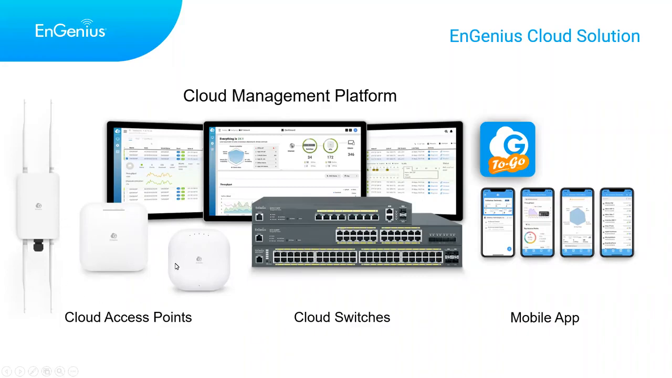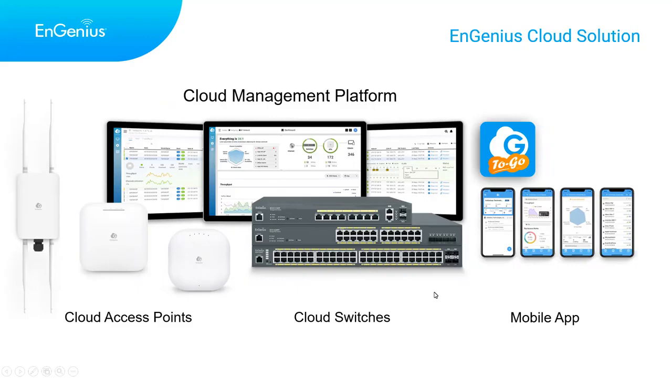There's a range of cloud access points that we'll talk about later in the presentation, but we have indoor and outdoor versions of access points. We also have Wi-Fi 6 and Wi-Fi 5 access points. And along with that, we have a number of different switches, anywhere from an 8-port switch all the way up to a 48-port switch with gigabit, multi-gigabit, and 10 gigabit switches, and we'll also talk about that. So we have cloud switches.